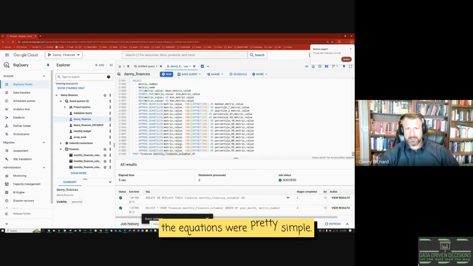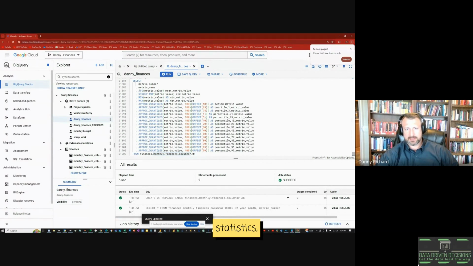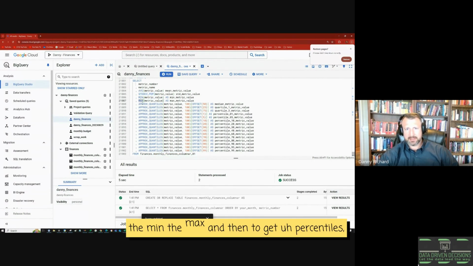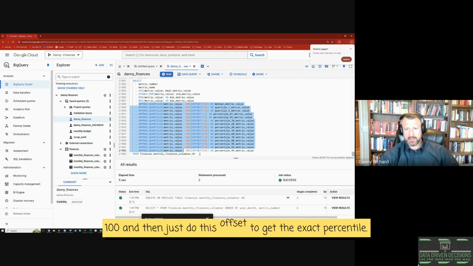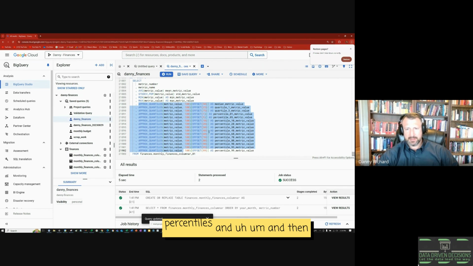The equations were pretty simple. It's just a query, just aggregating for every metric and then calculating all these summary statistics: the average, the standard deviation, the min, the max, and then to get percentiles, it's this approx quartiles function. Set it always at 100 and then just do this offset to get the exact percentile. So I got the median, quartile 1, quartile 3, and then a bunch of percentiles.